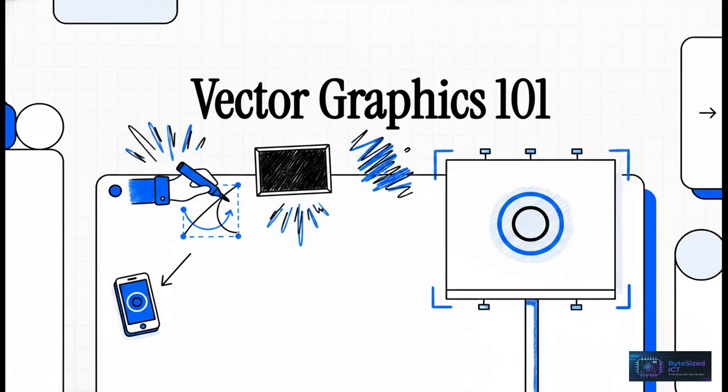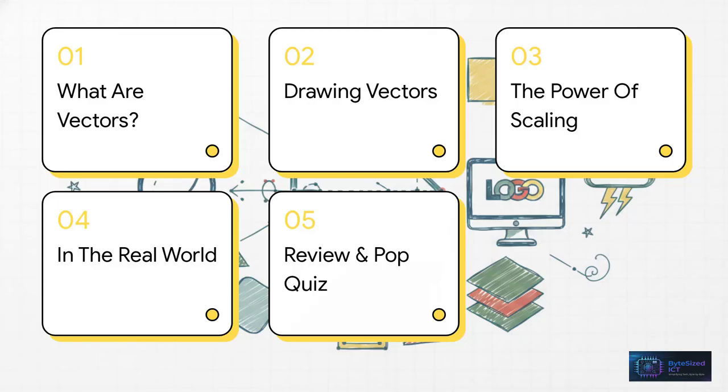I am so excited you're here with us right now, because today we're going to absolutely demystify a foundational pillar of digital design. If you've ever wondered how a tiny little logo on your phone screen can somehow be blown up to the size of a giant billboard without looking like a blurry, pixelated mess, well, you are exactly in the right place. So let's roll up our sleeves, step into the classroom, and figure out the mechanics behind this magic together, shall we? Okay, so here is our lesson plan for today.